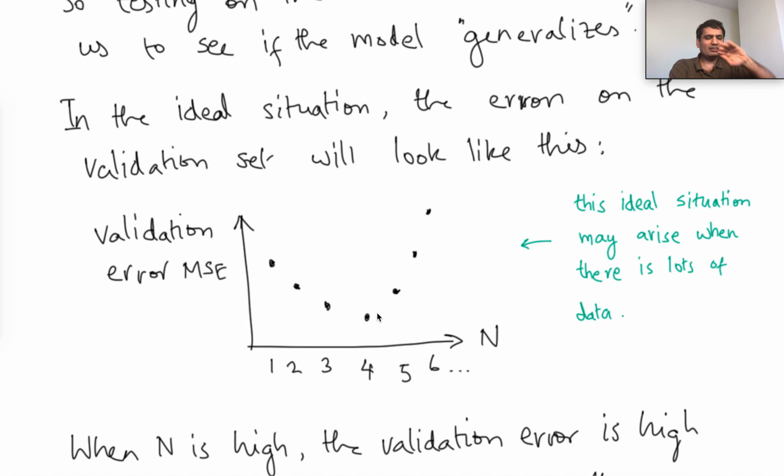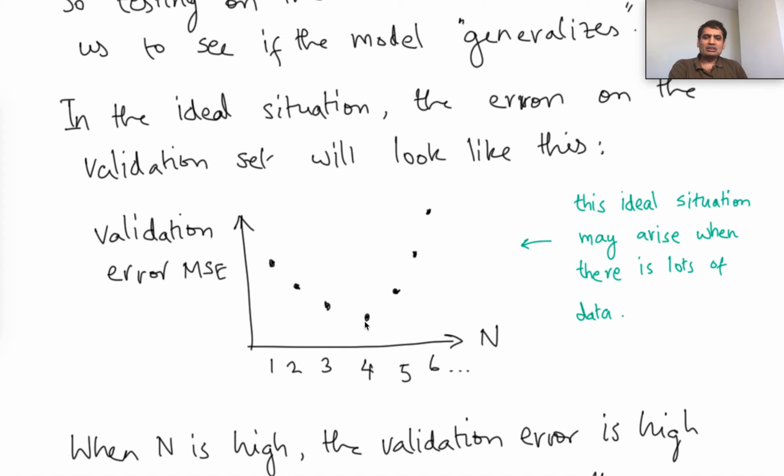So because you're tracking the noise in the training set, and because the validation set has different noise properties, even though you're doing a good job on the training set, you're doing a bad job on the validation set, right? So this is the ideal kind of curve.